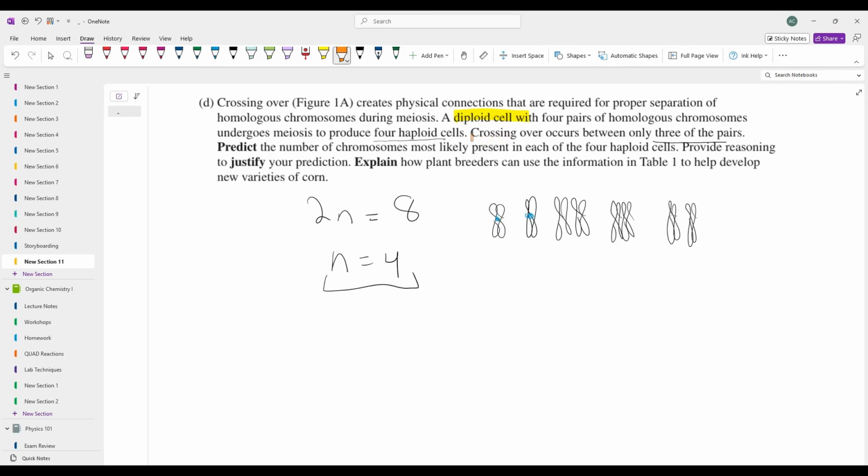And we're then told that crossing over only happens between 3 of the pairs. So let's say that these ones crossed over properly. Let's say that these ones crossed over properly. And let's say that these ones crossed over properly. But let's say that this one was kind of the troubled pair.